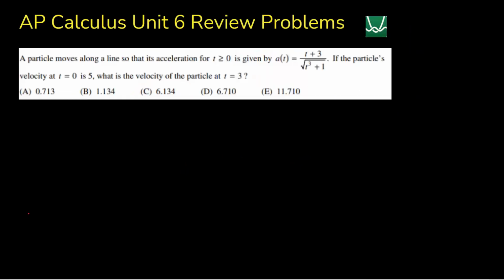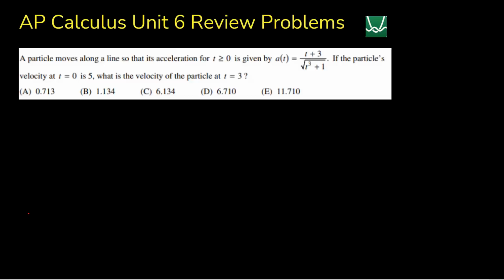So here we have a particle moving along a line so that its acceleration for t greater than 0 is given by a of t. If the particle's velocity at t equals 0 is 5, what's the velocity of the particle at t equals 3? We have a situation where we're given the rate function. In this case, it's the rate of change of velocity. There's an initial velocity, and the velocity is going to accumulate from 0 to 3 minutes at the rate of what a of t is.